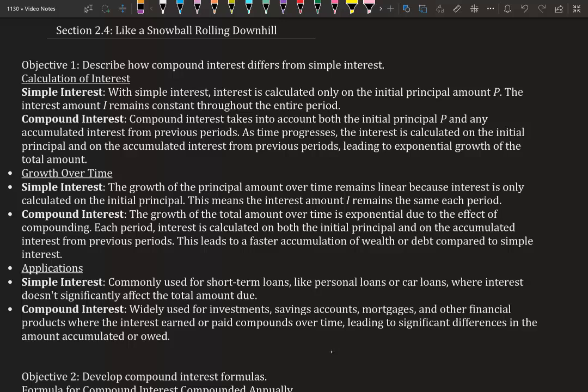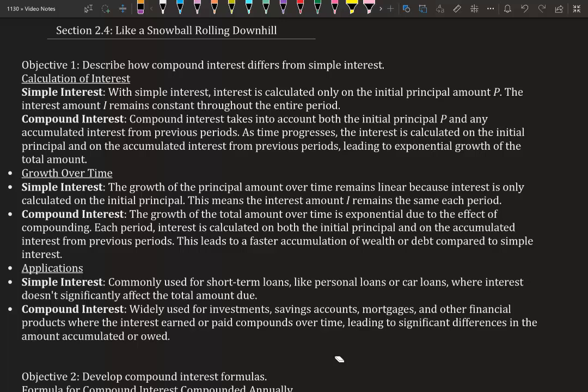Like a snowball rolling downhill. Describe how compound interest differs from simple interest. Simple interest is calculated only on the initial principal amount. The interest amount I remains constant throughout the entire period. Compound interest takes into account both the initial principal P and any accumulated interest from previous periods.